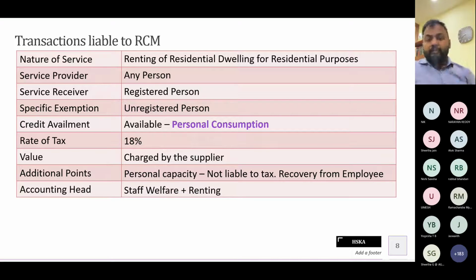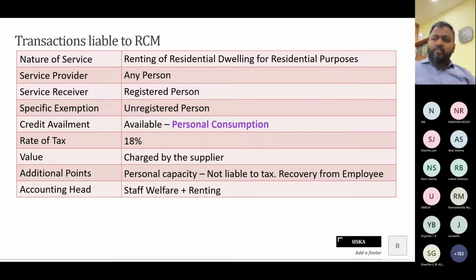Clear? So now, if a company takes the property on rent, for use by the director, for use by the employees, for use as a guest house, for whatever purposes, because that company is registered, they are required to pay tax under reverse charge mechanism.